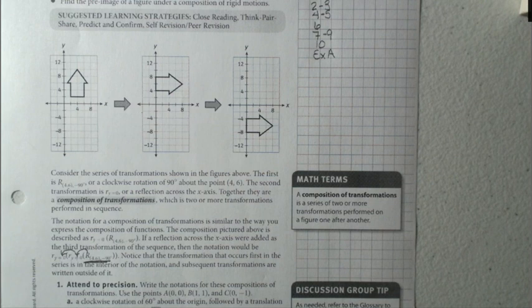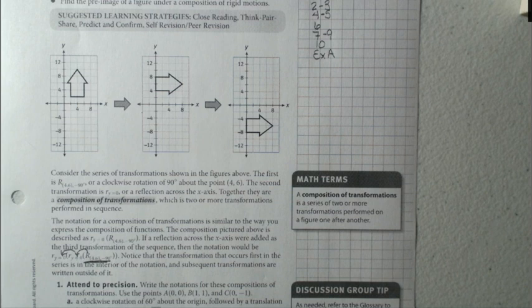The notation for a composition of transformations is similar to the way you express the composition of functions. The composition pictured above is described as little r, y equals 0, big R, (4, 6), negative 90 degrees. If a reflection across the x-axis were added as the third transformation of the sequence, then the notation would be little r, y equals 0, little r, y equals 0, big R, (4, 6), negative 90 degrees.